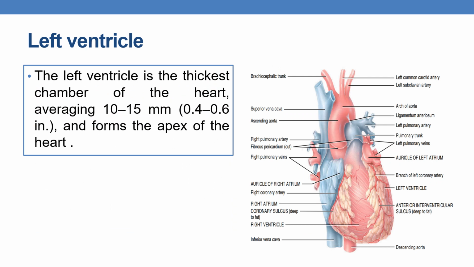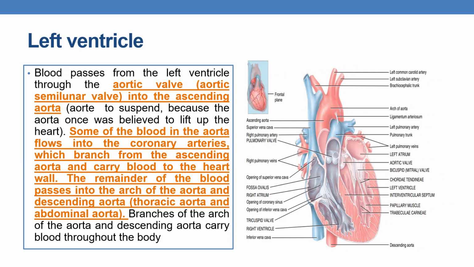Which is the thickest chamber of the heart and which is the most working chamber of the heart? In both cases, the answer is left ventricle. The left ventricle is the thickest chamber and it is the most working chamber of the heart. The thickness averages from 10 to 15 mm or 0.4 to 0.6 inches and it forms the apex of the heart. Left ventricle forms the apex of the heart. This is the left ventricle. This is the thickest chamber of the heart. Now the blood passes from the left ventricle through the aortic valve.